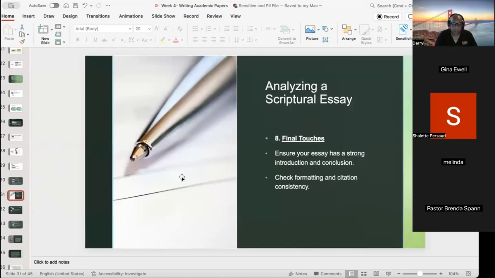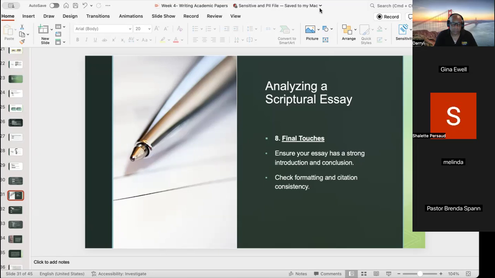Then you want to put your final touches in. Make sure that your essay has a really strong introduction and a strong conclusion. That strong introduction really pulls somebody in. And that strong conclusion might leave them thinking, oh, that was a great topic. That was a great essay. I want to look into that even more. Make sure you check your formatting and your citation consistency.